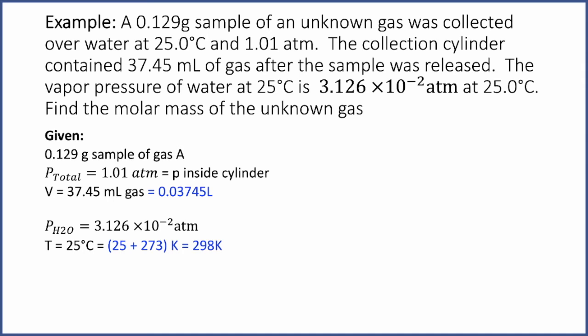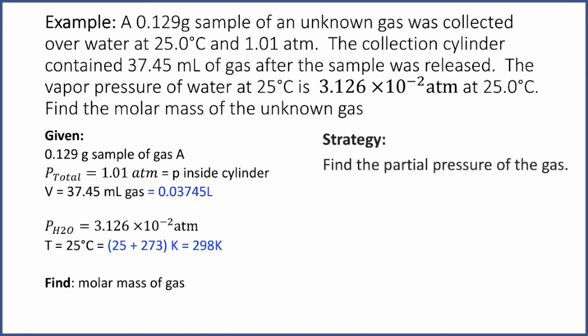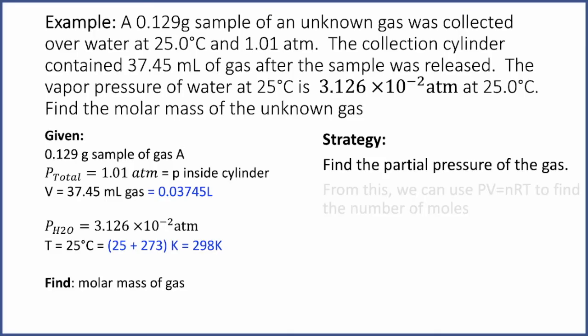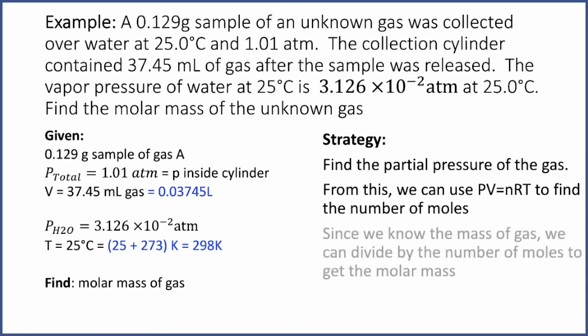Since we are dealing with gases, we must translate our temperature from Celsius into Kelvin, or we might run into some problems. We want to find the molar mass of the gas. Here's our strategy. The first thing we're going to do is find the partial pressure of the gas. And we'll be able to do this using Dalton's law of partial pressures. Once we have this, we can use PV equals nRT to find the number of moles of the gas we produced. And since we know the mass of the gas we produced, we can divide that by the number of moles to get our molar mass. Okay, let's go ahead and do this.